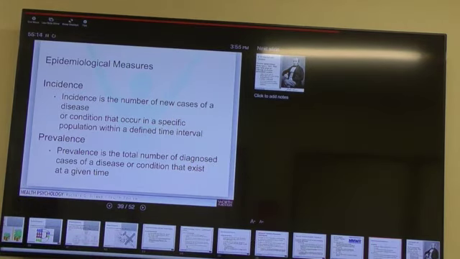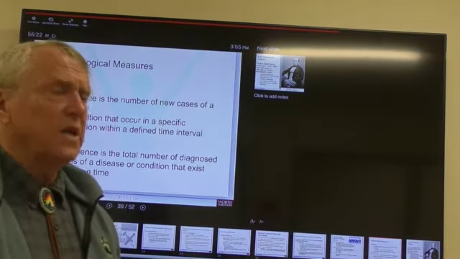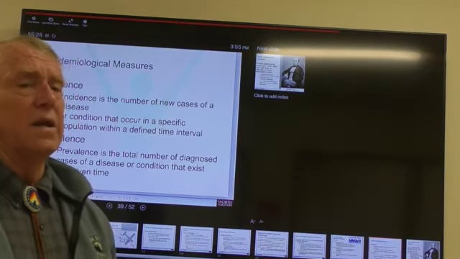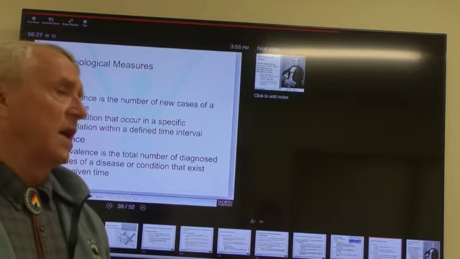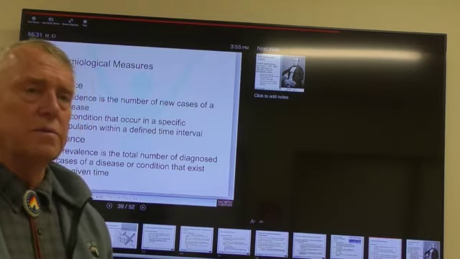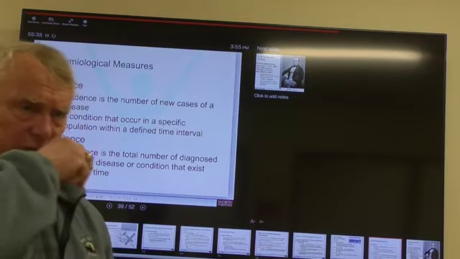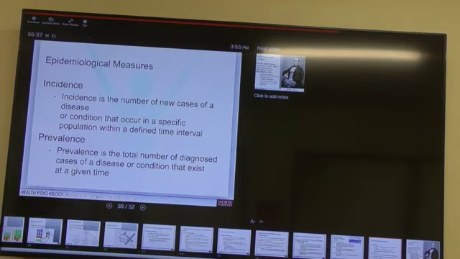The prevalence is the total number of diagnosed cases of a disease or condition that exists at a given time. This is, we're hearing this from China. They have 2,700 cases, and of those 2,700 cases, 84 have died. Now, we can look at the percentage between 84 and 2,700, and we can determine that about 4% of the people that come down with coronavirus will die.